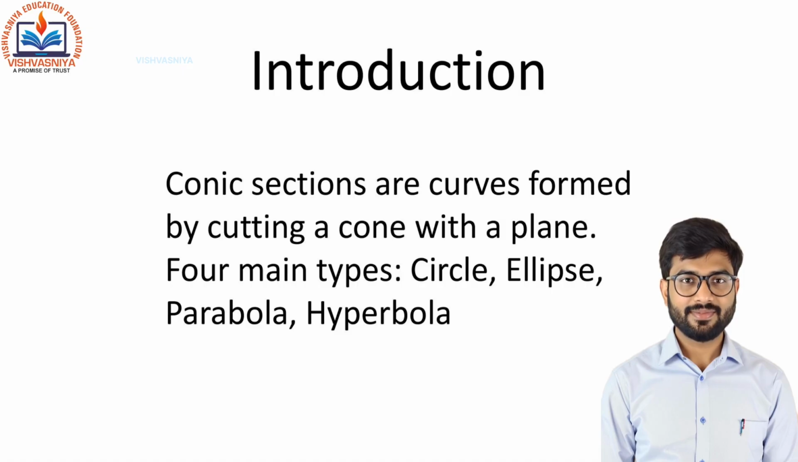Conic sections are obtained when a plane cuts a double-napped cone. Depending on how the cut is made, parallel, slanted, or perpendicular to the axis, different curves appear. Circle, ellipse, parabola, and hyperbola are all born from this single idea.